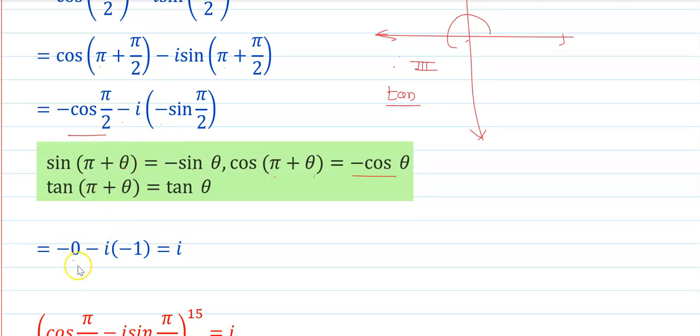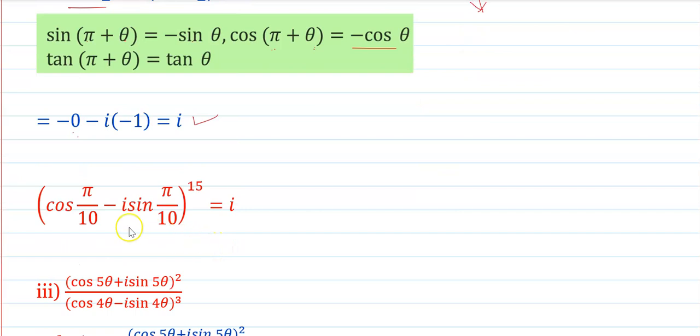Cos of pi by 2 means what? Cos 90 is 0. Sin pi by 2 is 1 and therefore minus i in bracket minus 1. This minus will become plus and overall you will get i. Okay, and hence the value of cos of pi by 10 minus i times sin of pi by 10 bracket is 15 and that's equals to i.